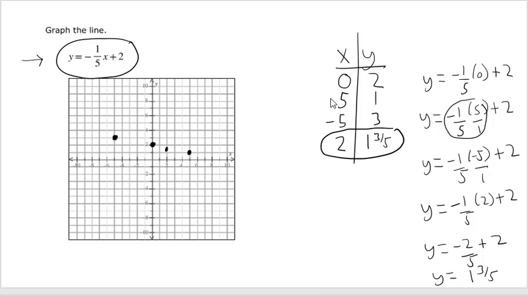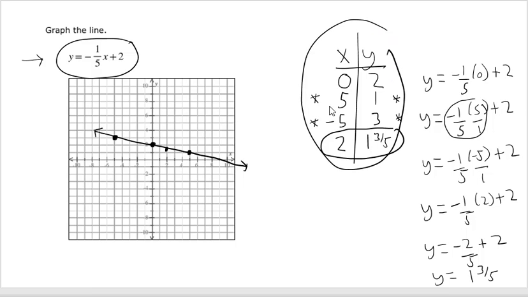So it's okay if you pick a value for x that ends up giving you a fraction for the y. It'll still work. It just makes it a little bit easier if you pick values for x that will give you whole number values for y. So here's the line. That is one way to graph a line. You can set up a table of values, pick some values for x, plug those into your equation, and then solve for your y, and that gives you some ordered pairs that are on the line.